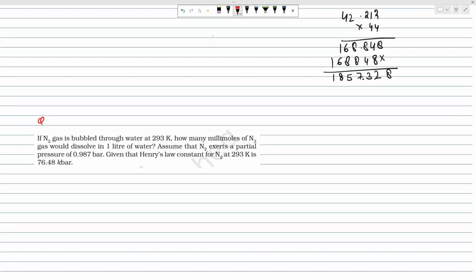Now this pressure is given in bars. Sometimes in bar, sometimes in kilobar, sometimes atm. So you need to keep in mind that if the pressure is given in bars, the KH value will also be in bars. Same unit will be there. Even if it is given in kilobar, then you have to convert it into bars.